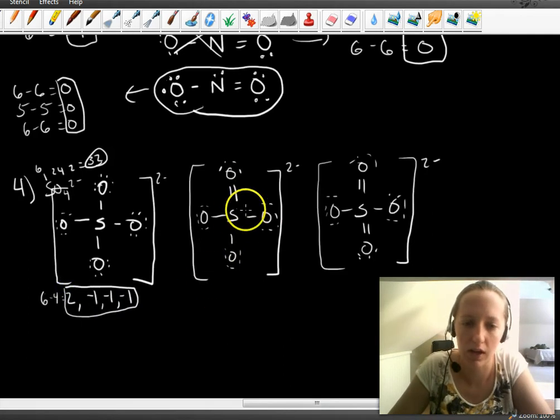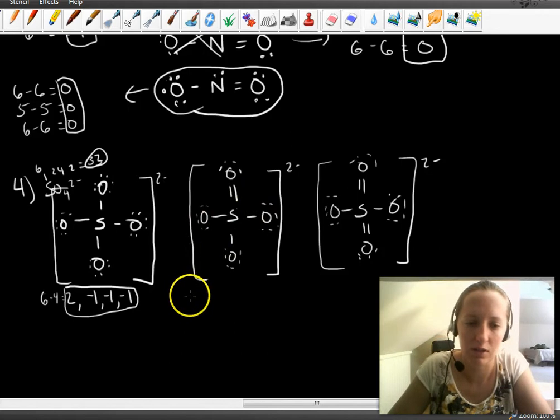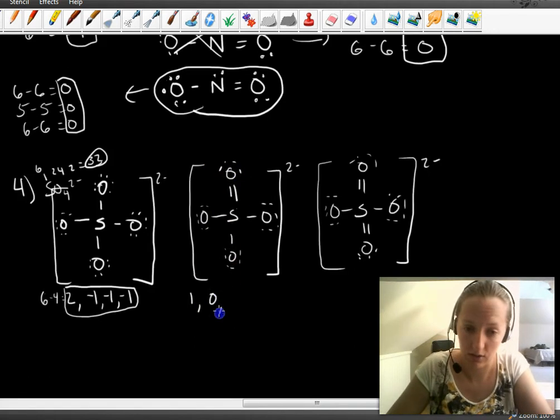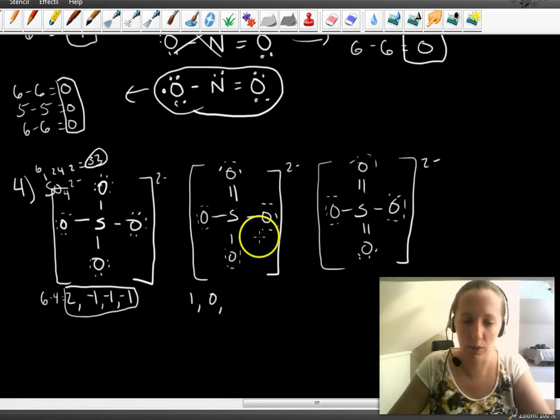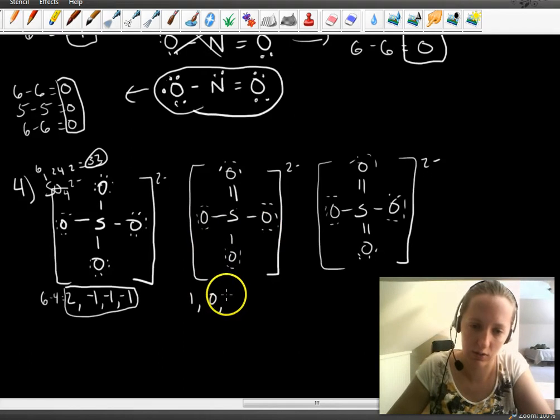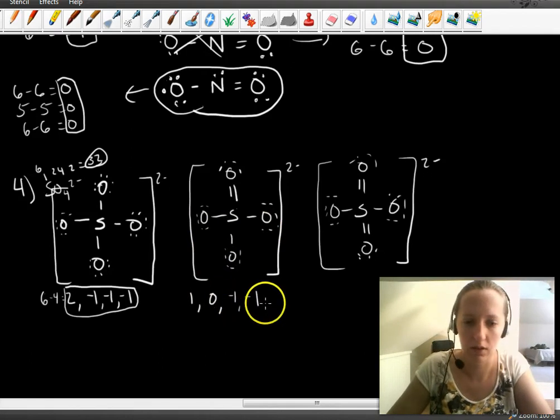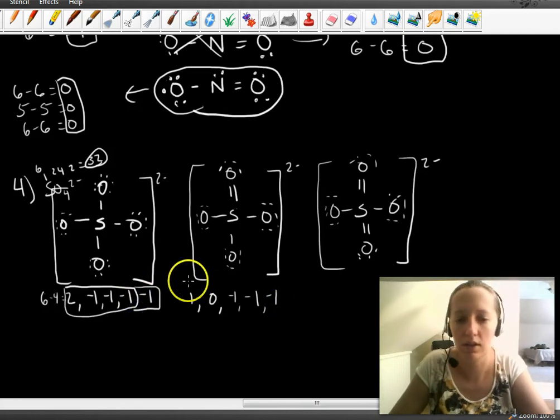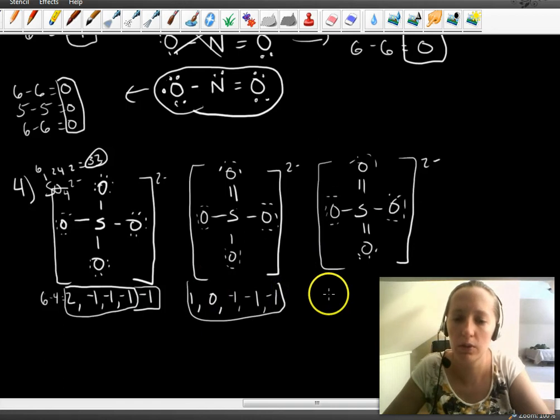And for this one, the sulfur again normally has 6, and here it has 5, so 6 minus 5 is 1. The double bonded oxygen normally has 6 and it's got 6, so that's going to be 0. But the single bonded oxygens again are 7, so that's -1, -1, -1. And we need another -1 over here, by the way, because there's more. All right, so that's the score for the second one.